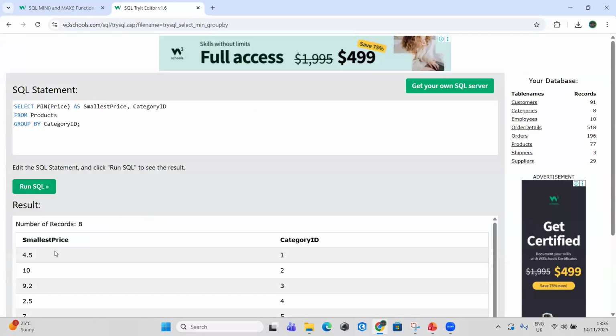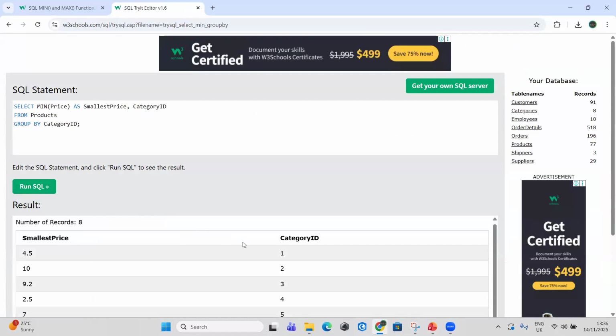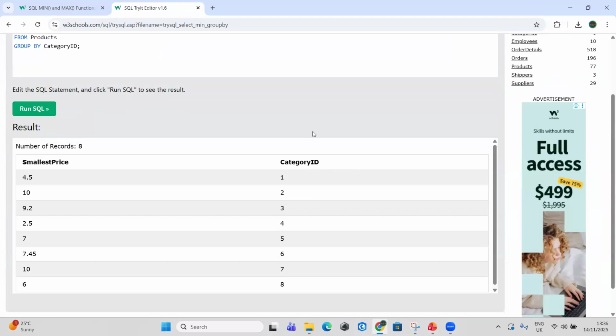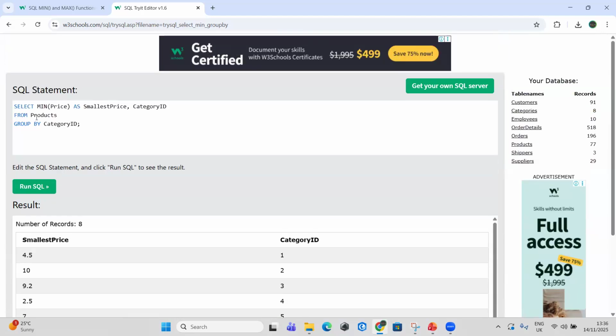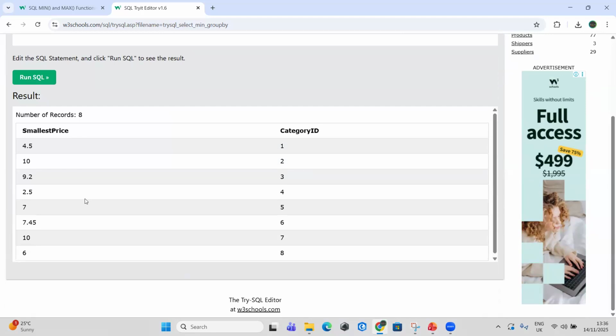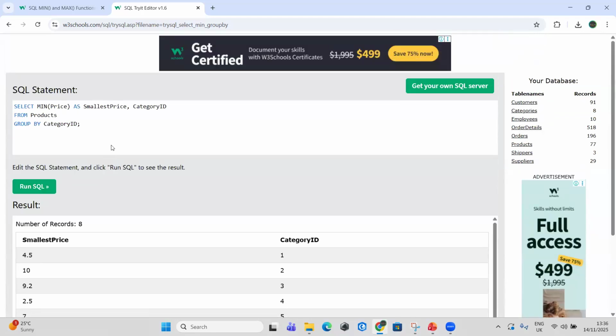But you remember it was order by. Instead of order by, this is group by. What it says is, in order by, this category ID will not show. In group by, it will show it along with the small values.